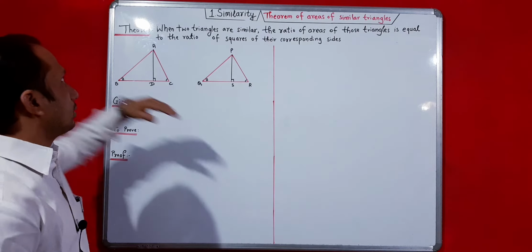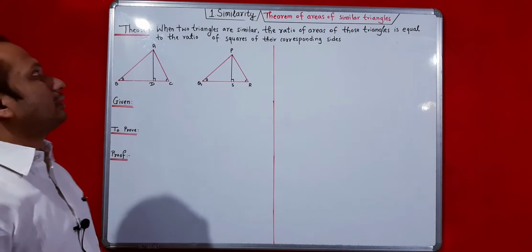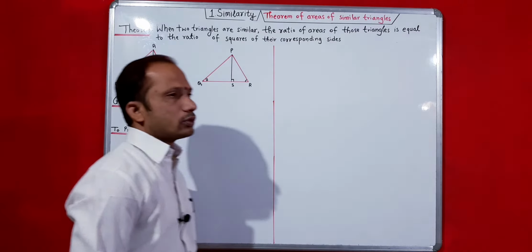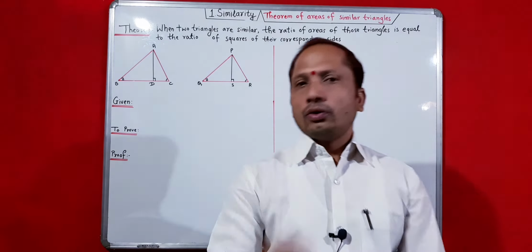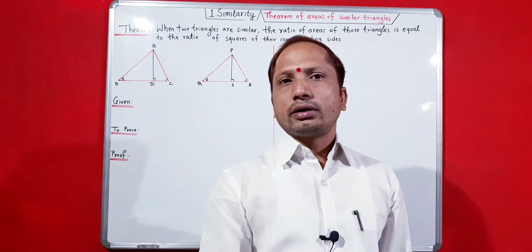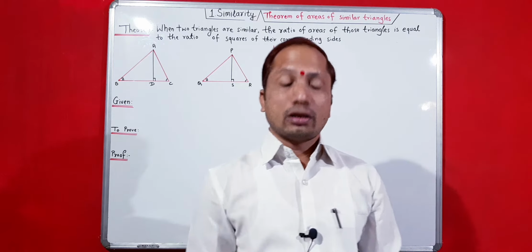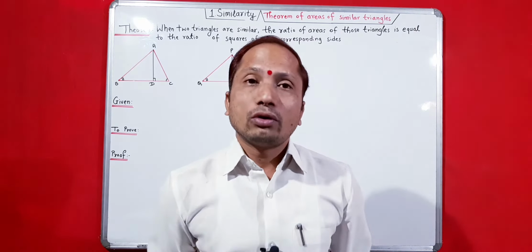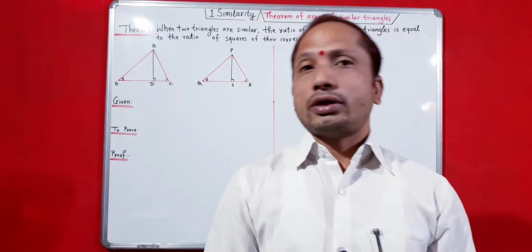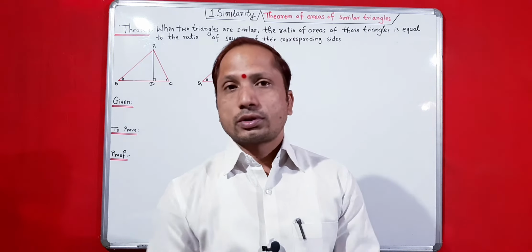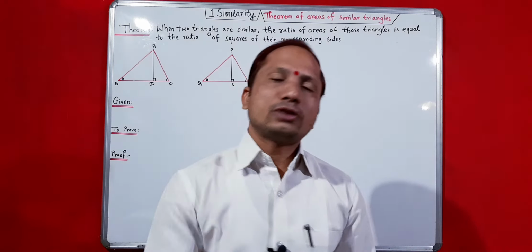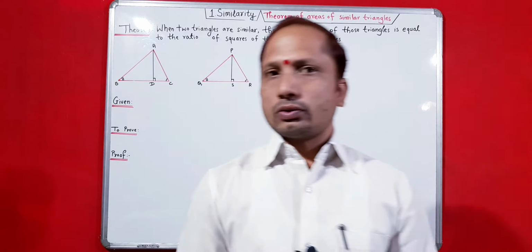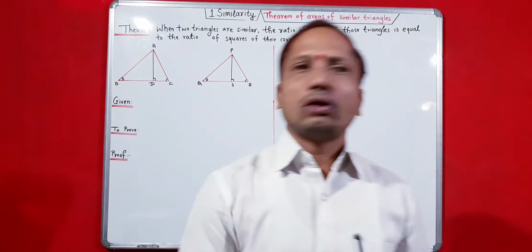So the theorem: when two triangles are similar, the ratio of the areas of those triangles is equal to the ratio of the squares of their corresponding sides. So this is the theorem, and now we have to prove it.